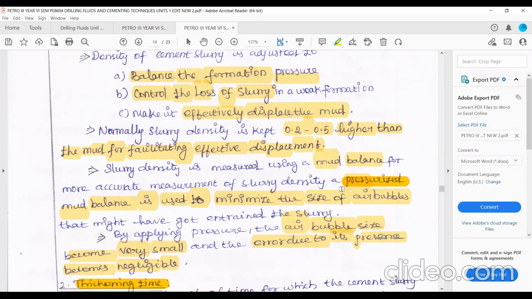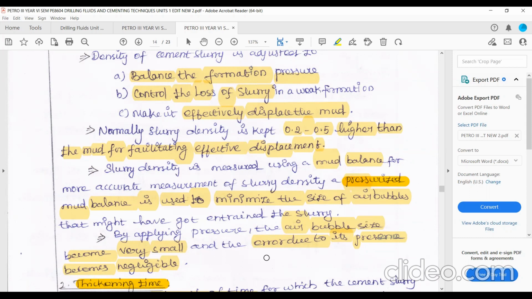For cement, we have a pressurized mud balance. The mud balance was already explained to you, also with a demonstration, so you can make it out with the help of a pictorial representation just like earlier. For the cement, we have a pressurized mud balance. The reason is that air bubbles pop up in the fluid and create error. To avoid this, we use a pressurized mud balance to minimize the size of the air bubbles so that the error goes down.